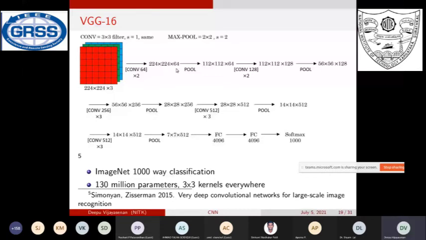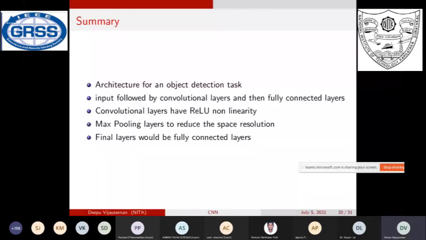Okay, so again this was the neural network that won the ImageNet competition in 2015. So it's still old. Okay, so the architecture for object classification task is to start with a few kernels, keep increasing the number of filters, and at the same time keep on doing max pooling to reduce the spatial resolution. At the final few layers, you keep on doing fully connected layers to get the classification. That's the general architecture for an object classification convolutional neural network.